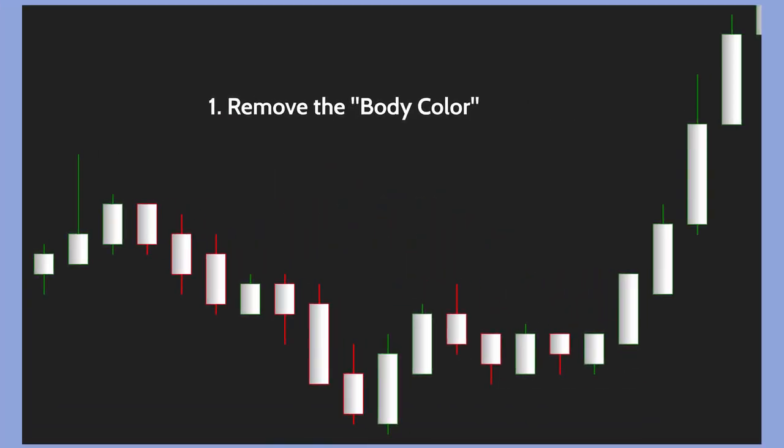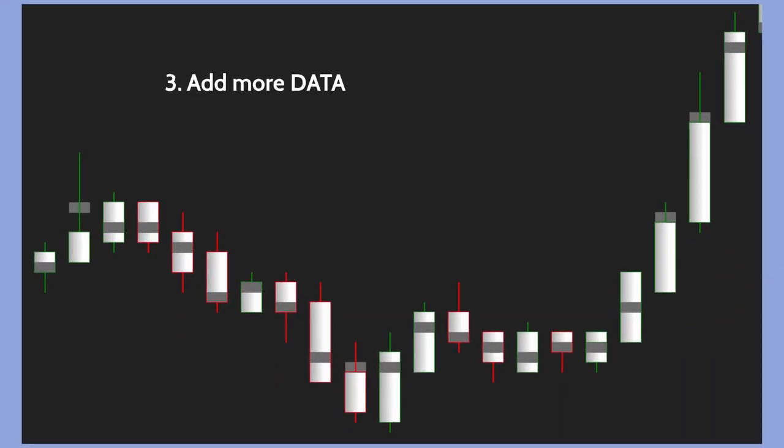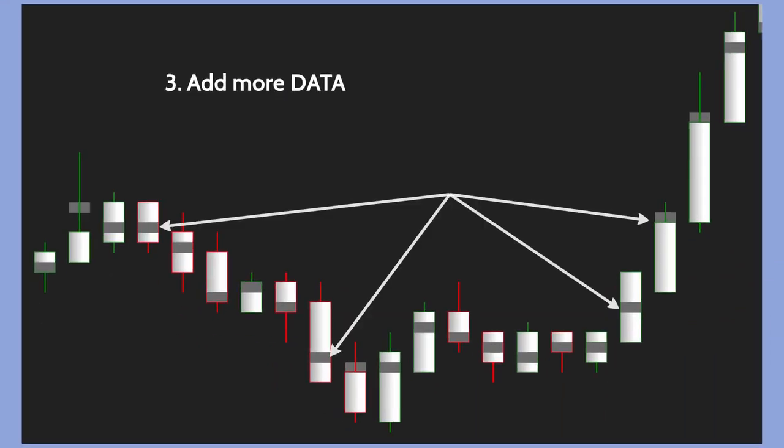Well, first, let's make some changes to the chart. I'm going to strip the body color out of these candles. We can use the wicks for color coding, so there's no need to panic. We still have green for advances and red for declines. And the next thing we're going to do is add a little more data. See all these little gray spots in the candles?